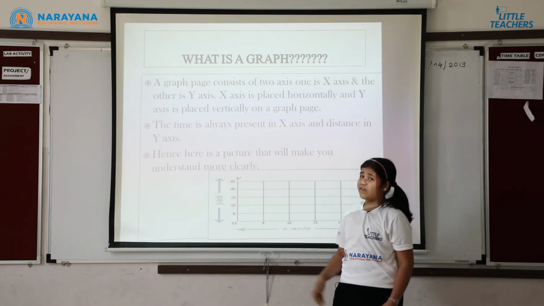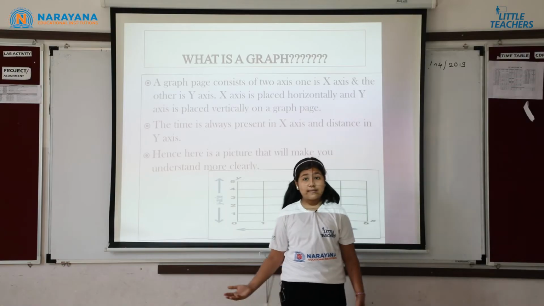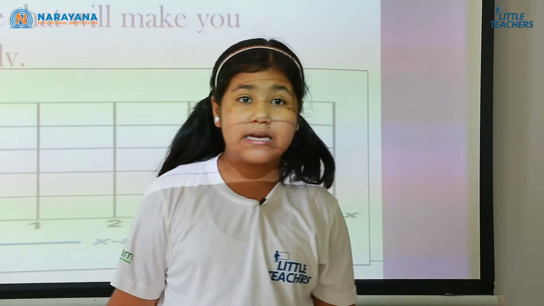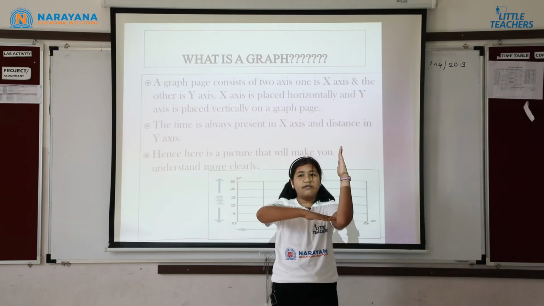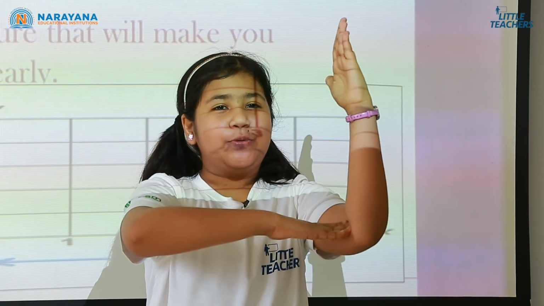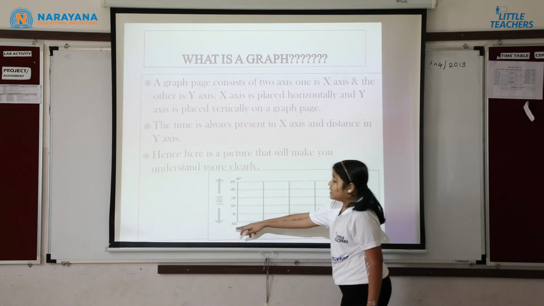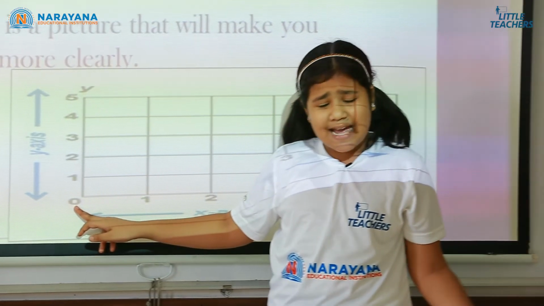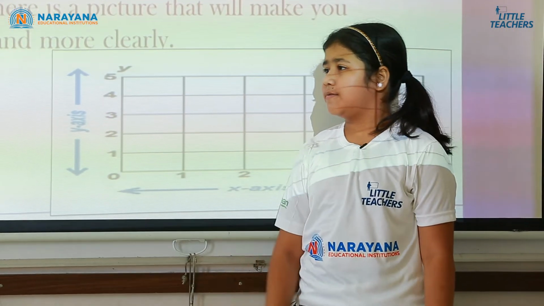What is a graph? A graph page consists of two axes. One is the x-axis and another is the y-axis. The x-axis is placed horizontally in a graph page and the y-axis is placed vertically. As you can see, this is forming a 90-degree angle too. The time is always placed on the x-axis and the distance, speed, acceleration, velocity, everything is placed on the y-axis.